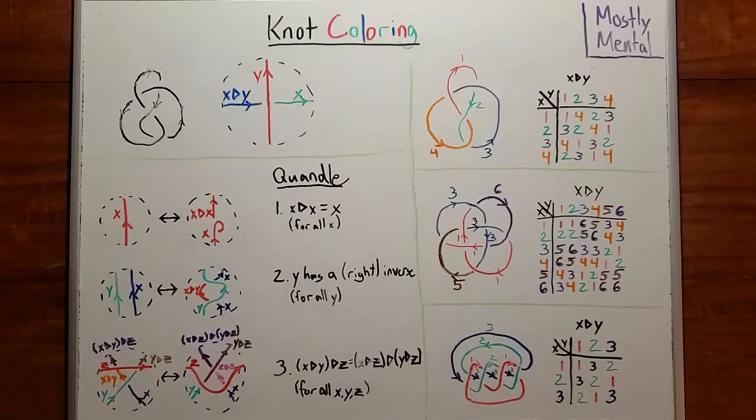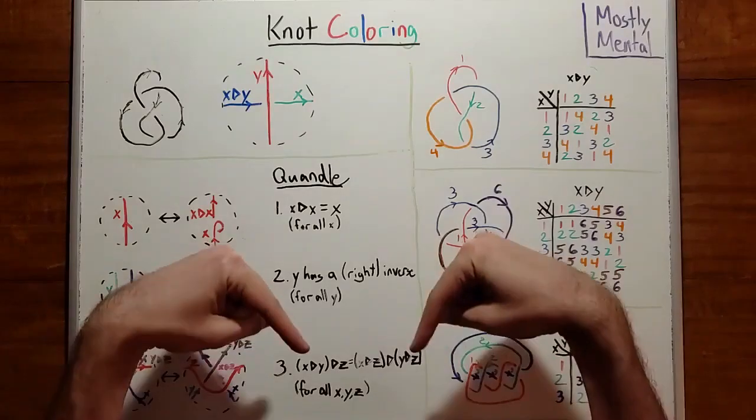The third rule is sort of like the distributive rule. As far as I know, there's no nice way to see it in the multiplication table, but let me know if you find one. If you're curious to know more about quandles, you can pause the video here and work through these examples. And I'll link some papers in the description if you want to know more.